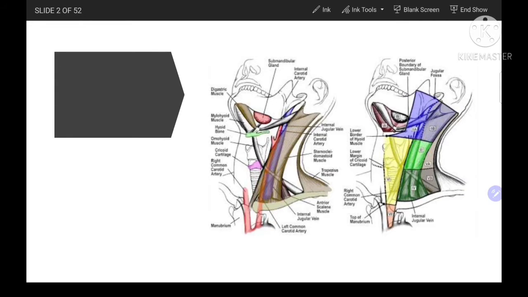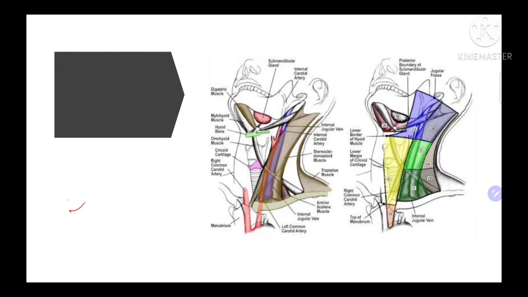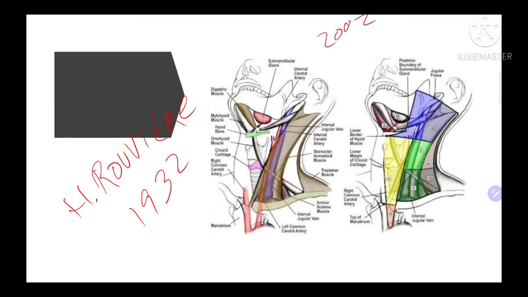The first classification of the cervical lymphatic node was by Henri Rouvière, a French anatomist. In 1932, he made the first classification of the lymphatic nodes. Another more common, more surgical classification is the 2002 classification of the American Academy of Otorhinolaryngology. They divide the nodes in 7 groups. This is the most popular one, the one we use today.